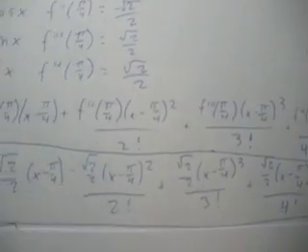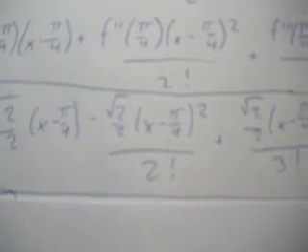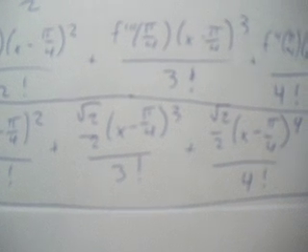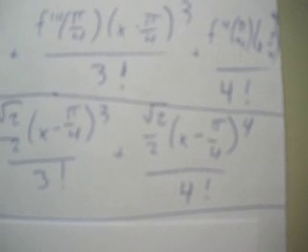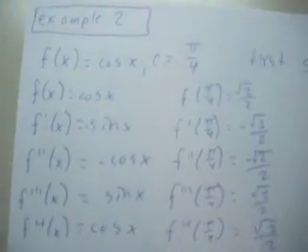And your answer is root 2 over 2 minus root 2 over 2 times x minus pi over 4, minus root 2 over 2 times x minus pi over 4 squared over 2 factorial, plus root 2 over 2 times x minus pi over 4 cubed over 3 factorial, plus root 2 over 2 times x minus pi over 4 to the 4th over 4 factorial. Again, those are 5 terms, just like what it asked for, using the information provided.